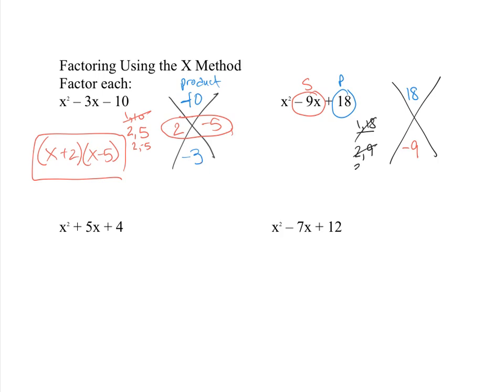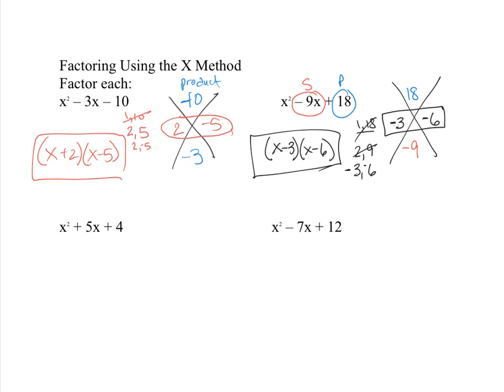So let's try 3 and 6. 3 times 6 gives me 18. 3 plus 6 gives me 9, but I need a negative. So I need to make this a -3 and that a -6. So -3 times -6 gives me +18. -3 plus -6 gives me -9. So this factors into x minus 3, x minus 6.